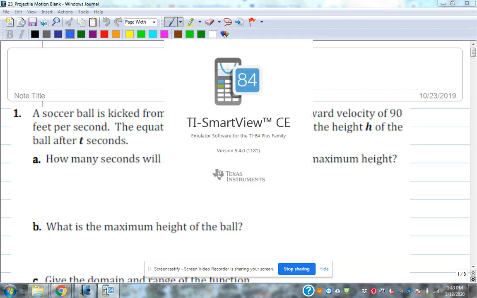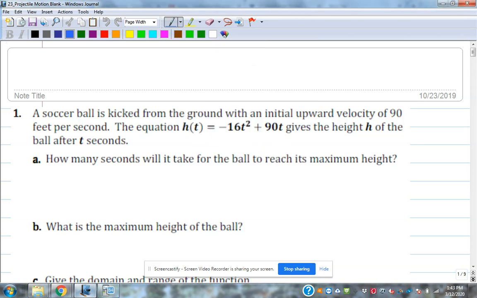All right, so projectile motion. The good thing about it is that most of the time they're going to give us the equation that we're dealing with. We don't have to build it. So that makes this a little bit easier because we don't have to make up an equation. It's going to give us the equation for here. They give us the soccer ball is kicked in an upward velocity of 90 feet per second, and it follows this equation where h is the height of the ball and t is time in seconds.